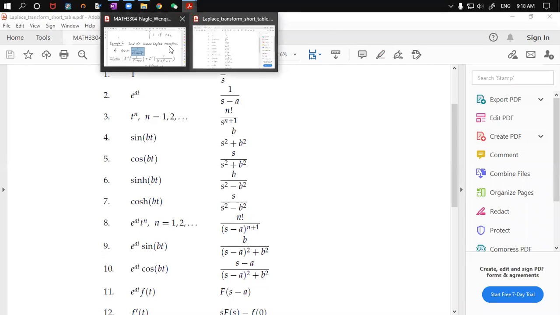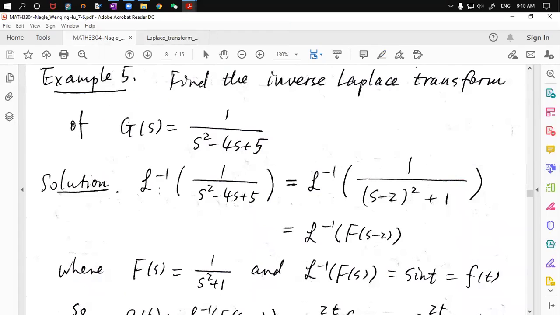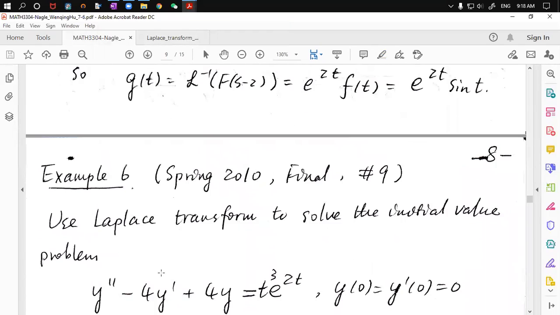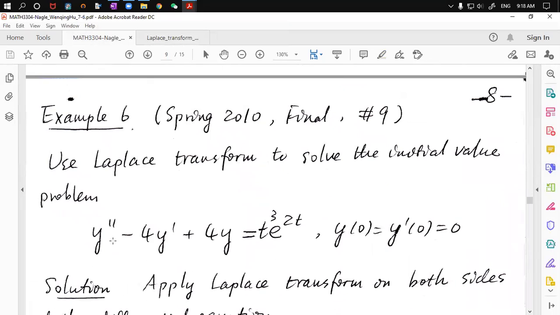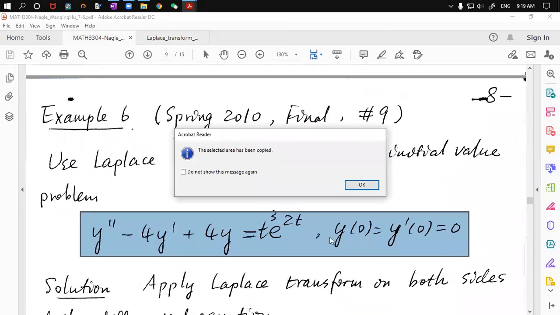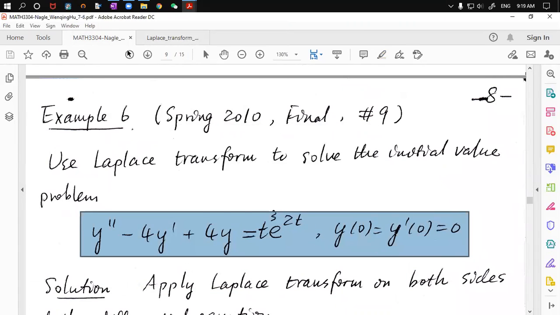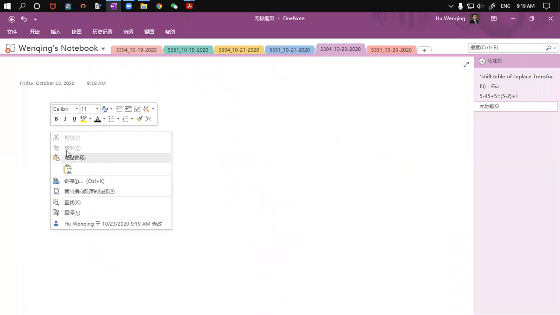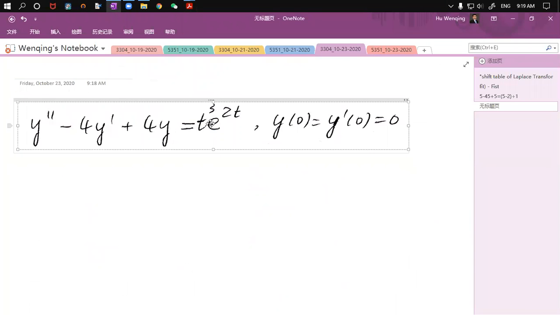So now we're going to look at differential equations, right? How this shift table is going to help us solve the differential equations. Let's first look at this problem. We're going to try to solve such a differential equation.